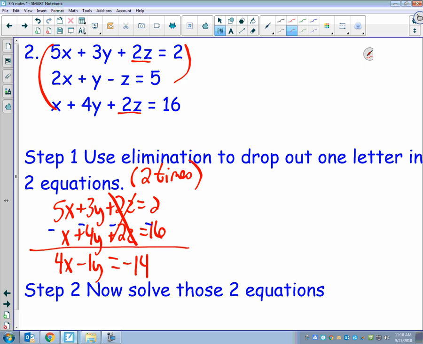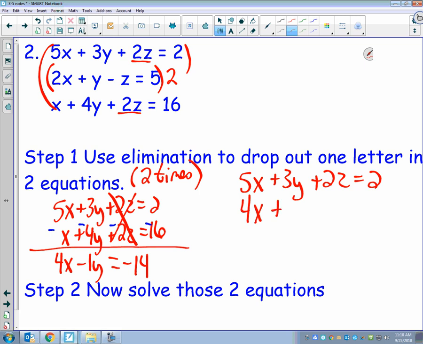So I'm just going to use the top 2 equations, which means the top one I'm going to do nothing with. And that's going to stay 5x plus 3y plus 2z equals 2. But on the bottom equation now, I'm going to multiply by 2 because I need those z's to drop out. So that's going to be 4x plus 2y minus 2z equals 10.